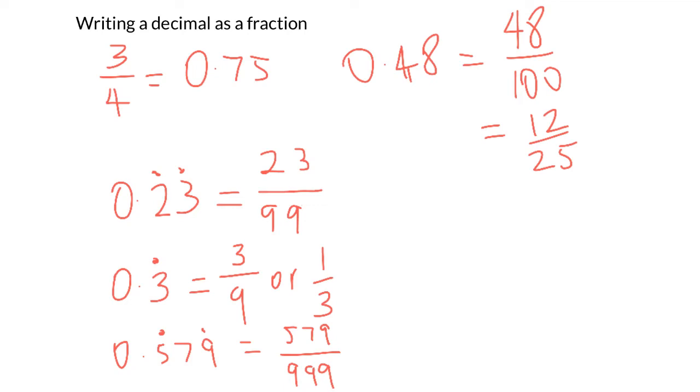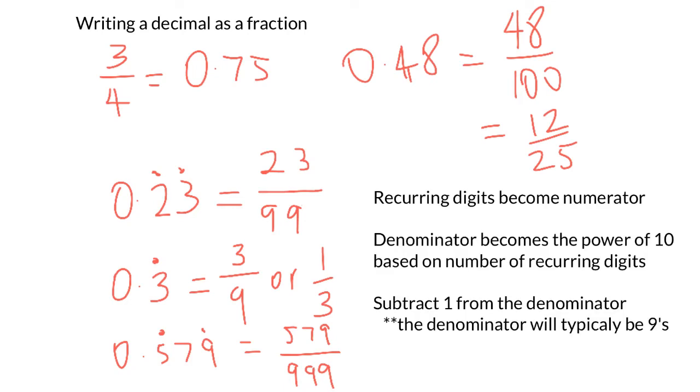But a simple way to write this, our simple process becomes: we write our recurring digits as the numerator. We then write our denominator, which is the power of 10 based on how many digits are recurring. So if I have 3 digits recurring, 10 to the power of 3 is 1,000. If I have 1 digit recurring, it's 10 to the power of 1, which is just 10.